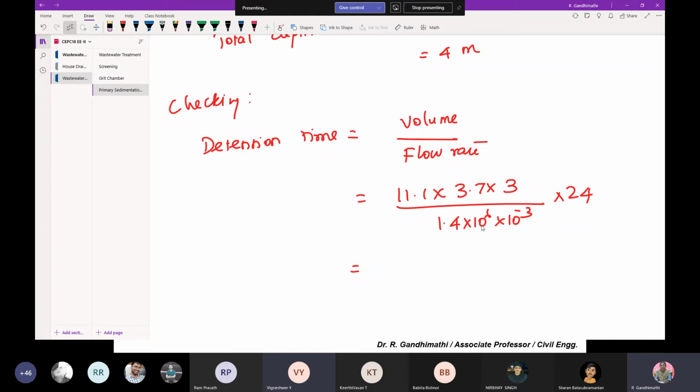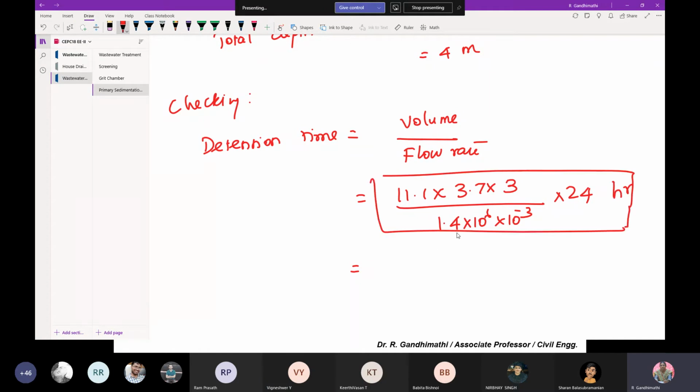Two thousand hundred and twelve. No, it should be in terms of hours, no? Why that much duration? Volume is in meter cube, so convert the flow rate also in terms of meter cube. Is it 2 hours? Yes, ma'am.